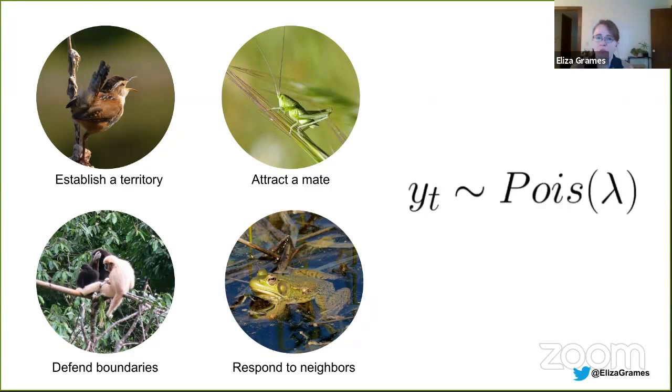Usually when we model any type of acoustic signal, we do this as a Poisson process, because you can think of it as just counting up the number of signals or vocalizations that occur over a given period of time. That helps us understand how often birds are singing or how often frogs are calling, but that doesn't actually tell us why they're signaling.